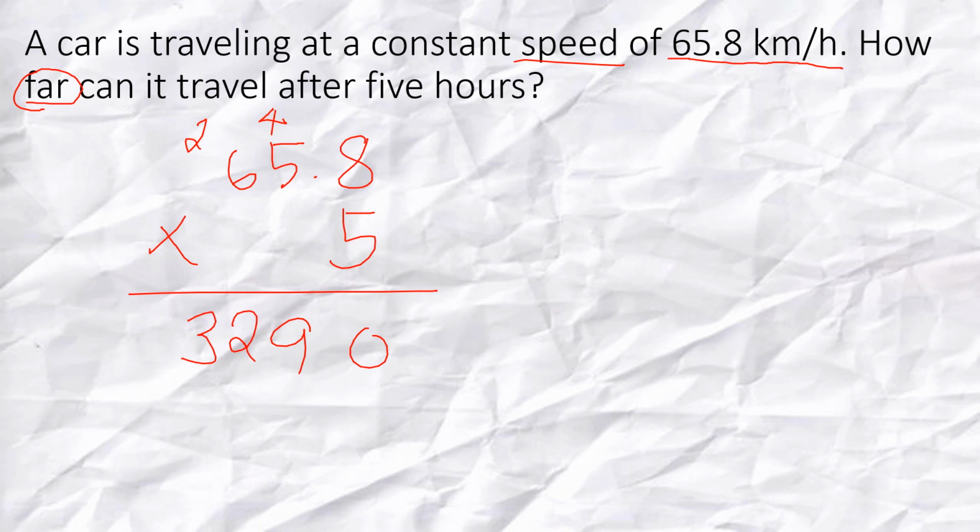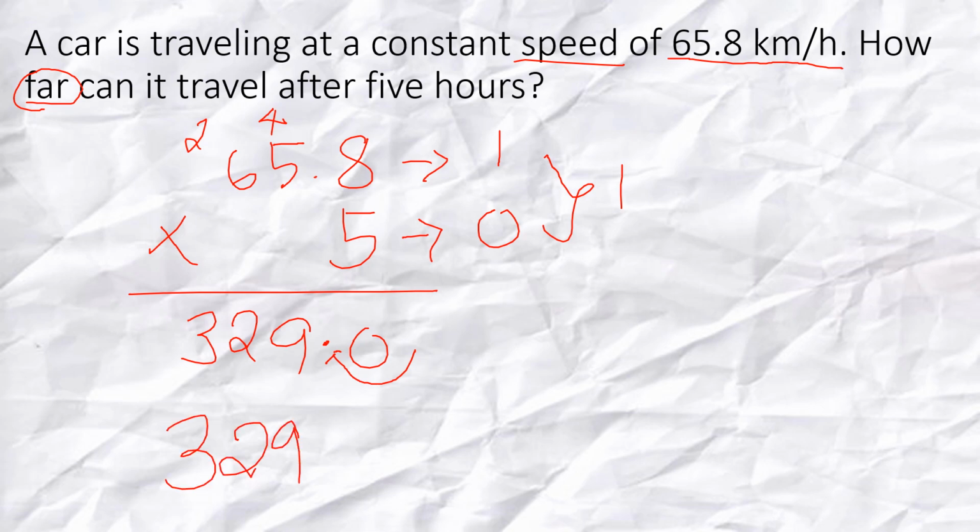Next, we have one decimal place for the first factor. For the second factor, we do not have any decimal place. So 1 plus 0, that is 1. So we need to count one decimal place from the right going to the left. So that is here. So the distance covered or traveled by the car in 5 hours is 329 kilometers.